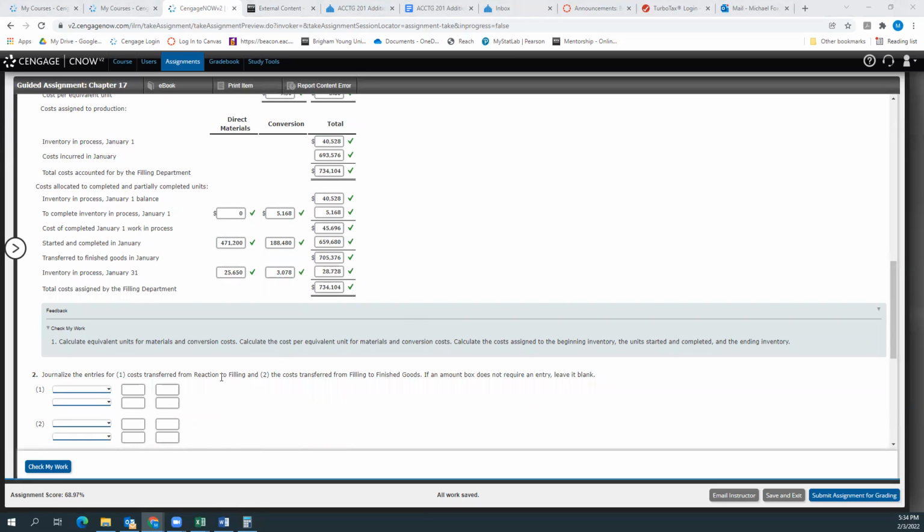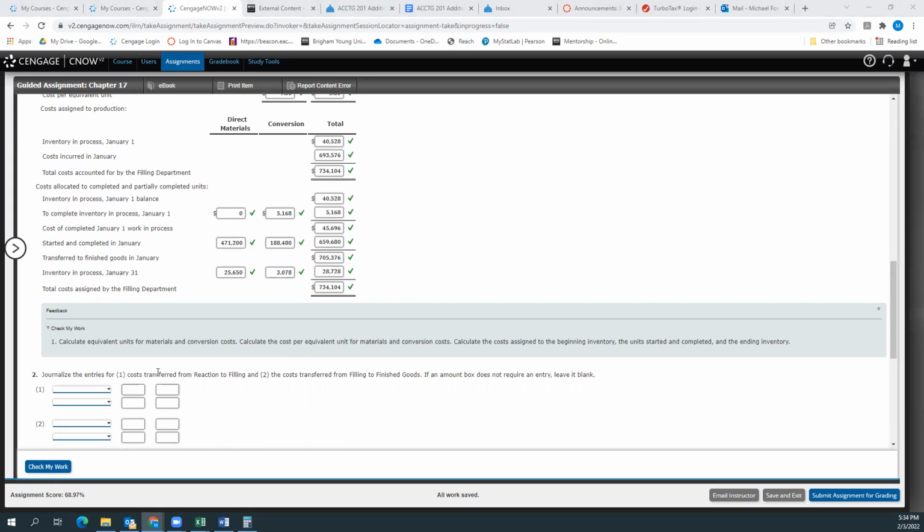for the costs that were transferred from reaction to filling, and then the cost transferred from filling to finished goods. So again, remember that inventory is an asset. And so in essence, what we're doing is when we take raw materials and then we add labor and overhead to them, so materials and conversion costs in one department.